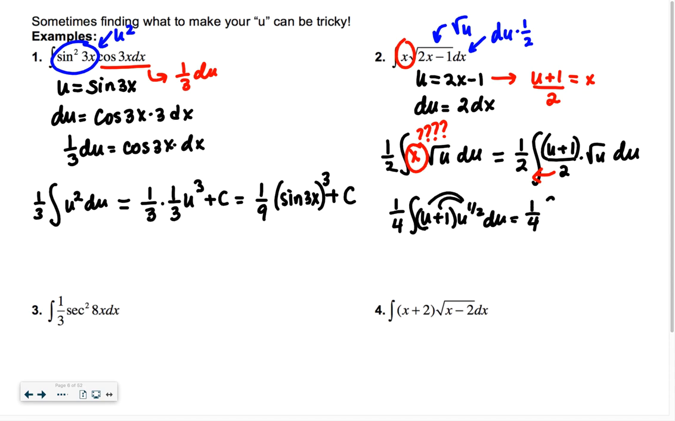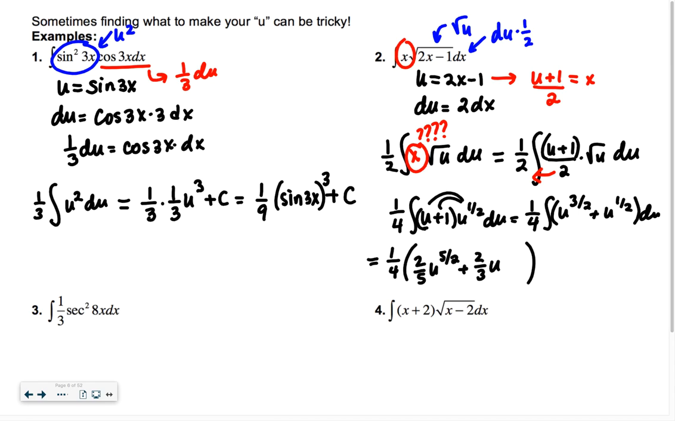So I'm going to get a 1/4 the integral of u to the 3 over 2 plus u to the 1/2 du. So I have 1/4. Let's do a big bracket. And now I integrate u to the 3 over 2, and I get 2/5 u to the 5 over 2. And I integrate u to the 1/2, so I get 2/3 u to the 3/2. And then I'm going to have all that plus c.